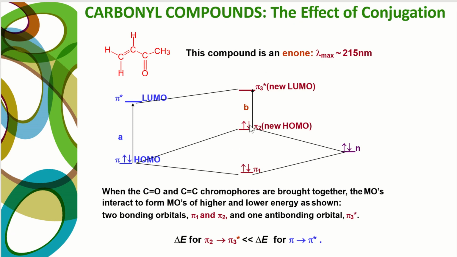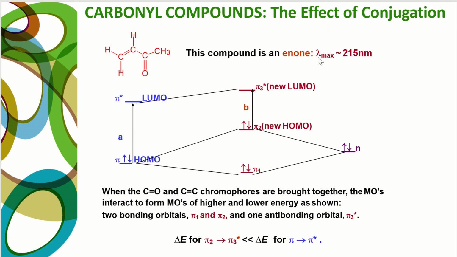Similar to a typical conjugated compound, instead of having carbon here, we have oxygen. This compound is an ene-one because the ene part is the carbon-carbon double bond, and the one part is the carbon-oxygen double bond.